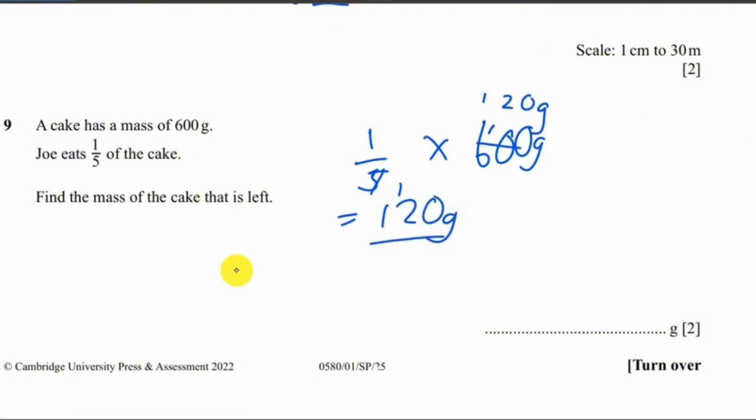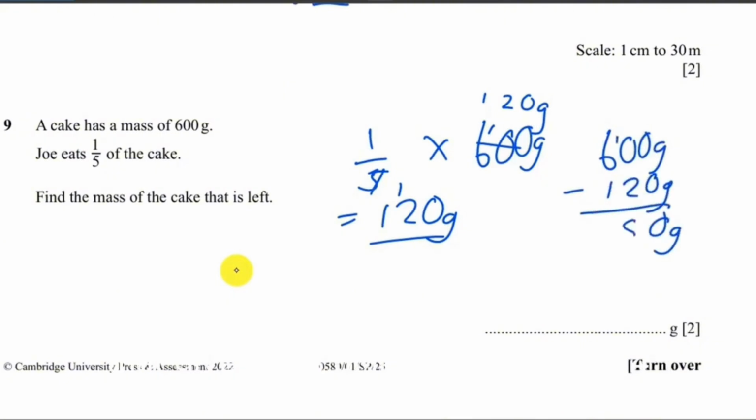Now, this is the mass which has been eaten. What is left will be 600 grams minus 120 grams. This one will give you 10 minus 2, that gives an 8. 6 minus 2 gives a 4. So the amount which is left is 480 grams.